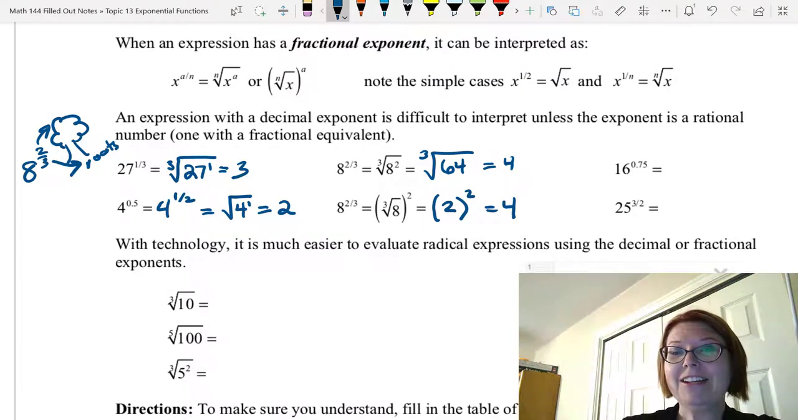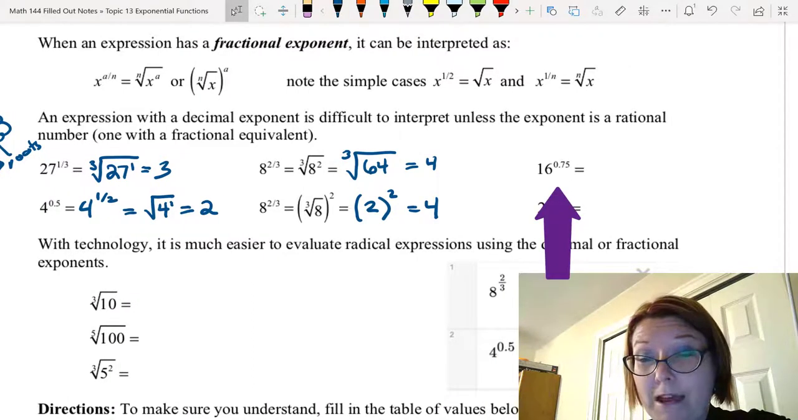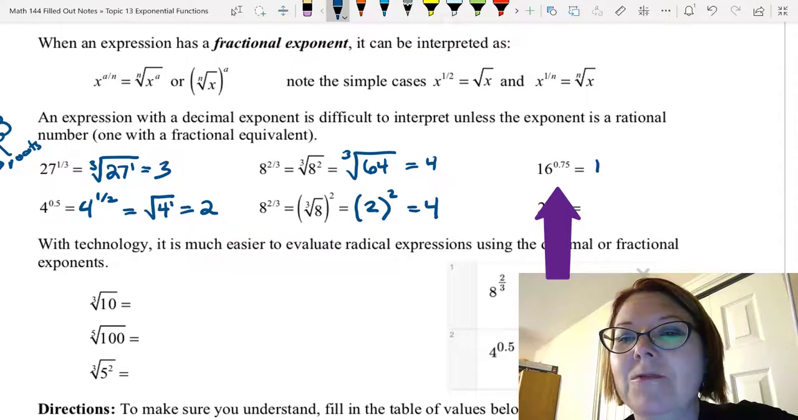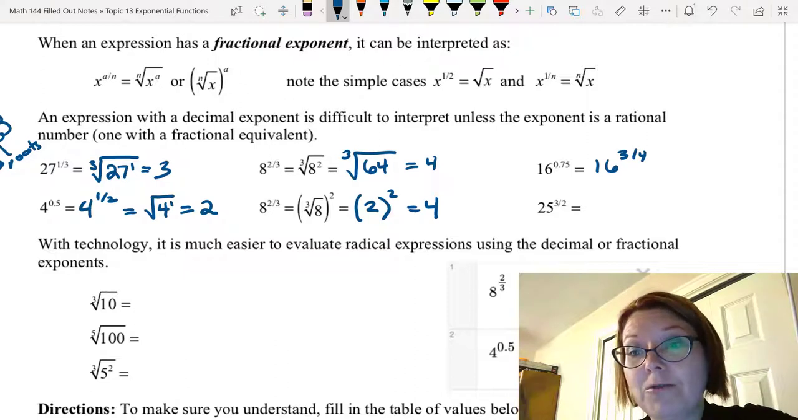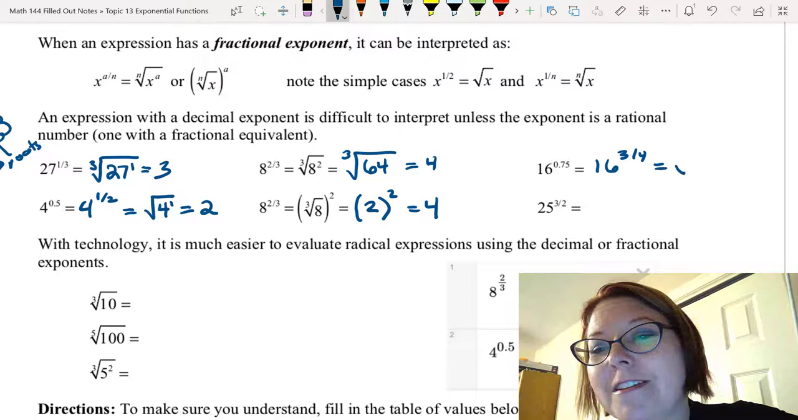All right, two more of these. 16 to the 0.75 power. Well, what fraction is 0.75? It is 3/4. So this is 16 to the 3/4 power. The root sits in the denominator, it's the bottom of the tree. So that's the 4th root of 16.